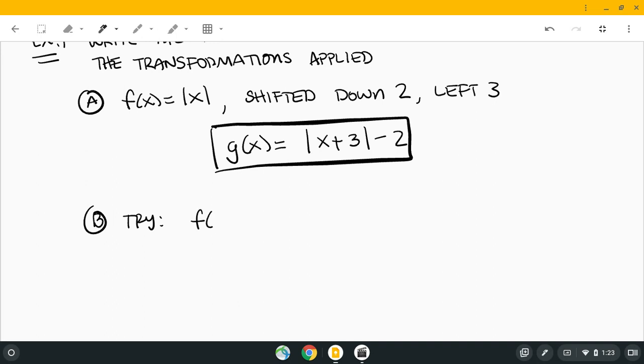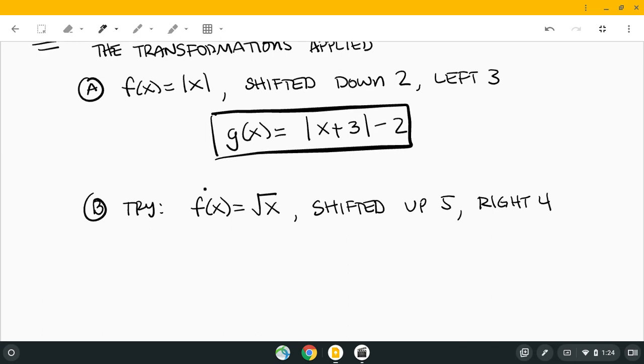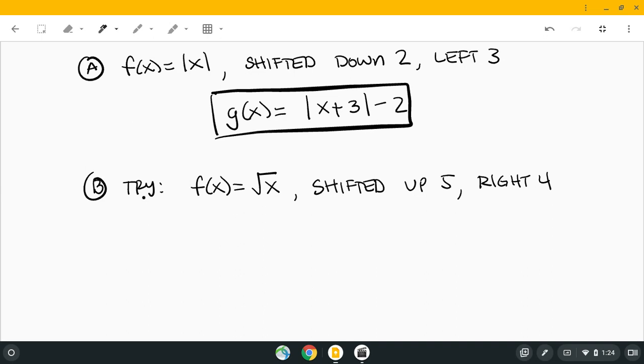Suppose that this is your parent function and we want it shifted up 5 and right 4. Go ahead and hit the pause button and then come right back. So then here, shifted up 5, so that's going to be add 5, and right 4, so that's going to be minus 4. So x minus 4, and then plus 5.